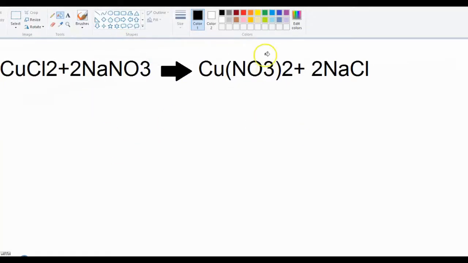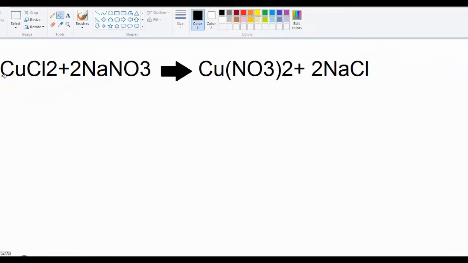Hi, this is Dominic, and I will be doing a practice problem from the limiting reagents and percent yield practice worksheet. I got number 1, and as you can see, I've already balanced our equation.